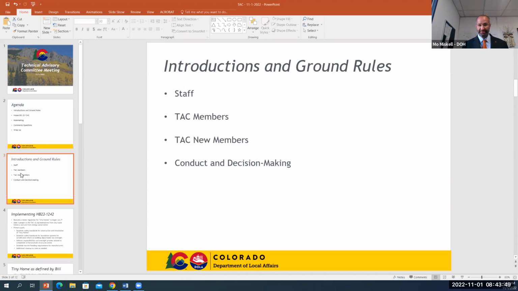Anyway, my name is Mo Miskell. I am the Deputy Division Director for the Division of Housing. When 1242 started, I was the director of our Office of Regulatory Oversight at the Division of Housing, which has two programs. One is our Building Codes and Standards section, which does a variety of things, but primarily it regulates modular construction for installation in Colorado. And we also have another program called the Mobile Home Park Oversight Program.